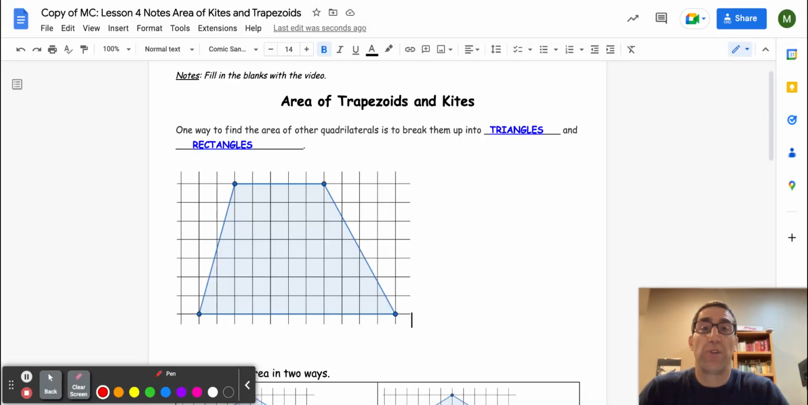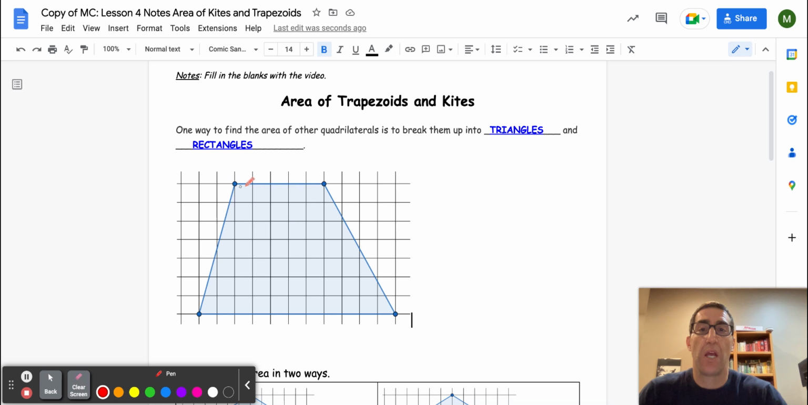We're going to talk about the area of trapezoids and kites right now. You'll notice that on mine, I've already highlighted it by filling in the two words you're going to need to write in. One way to find the area of other quadrilaterals is to break them up into triangles and rectangles because we know those formulas and that's what we're going to apply.